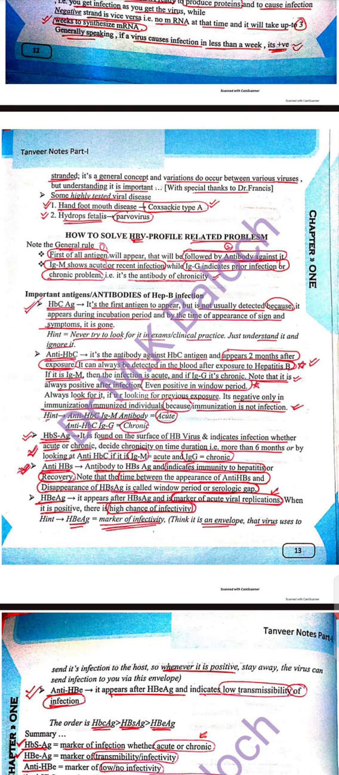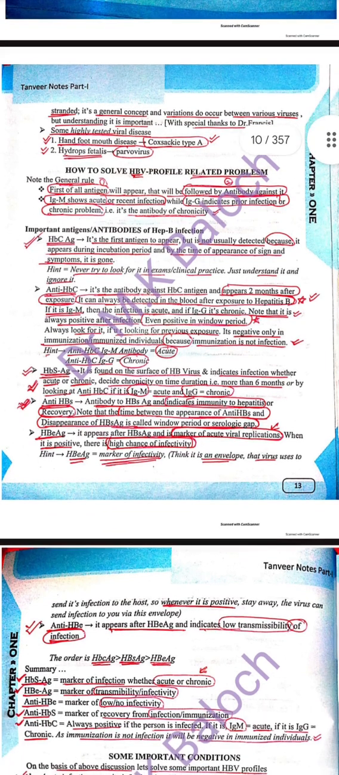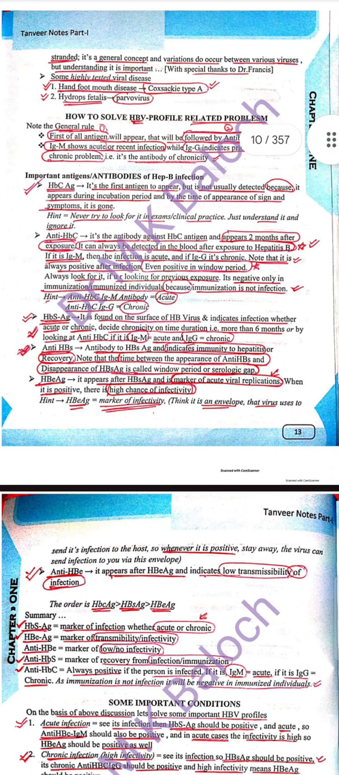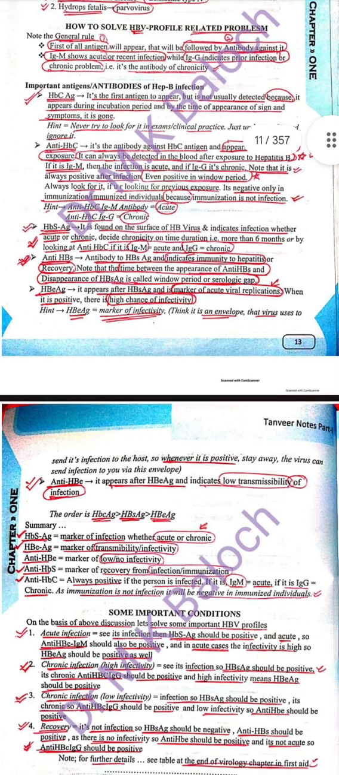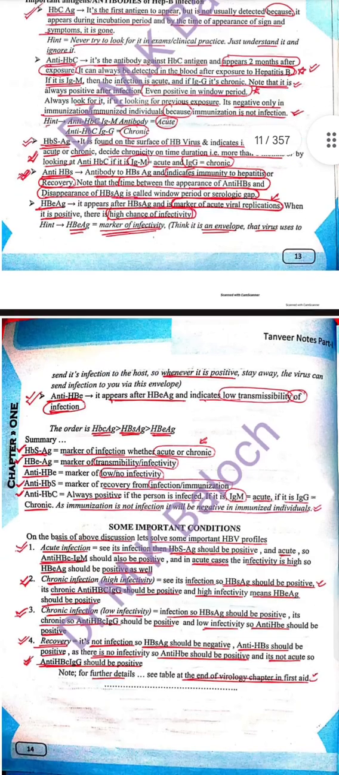HBe antigen is for infectivity. If it is present, it means there is high chance of infectivity, and it is a marker of acute viral replication. मतलब replicate हो रहा है. Hint: HBe antigen, E for infectivity. Think of it as an envelope that the virus uses to send its infection to the host. Hepatitis E, E is envelope. So whenever it is positive, stay away. The virus can send infection to you through this envelope.